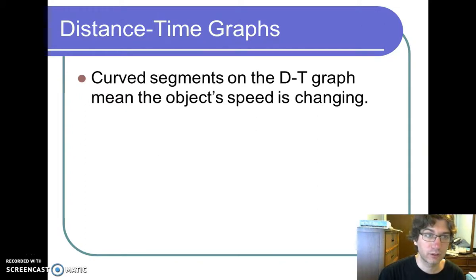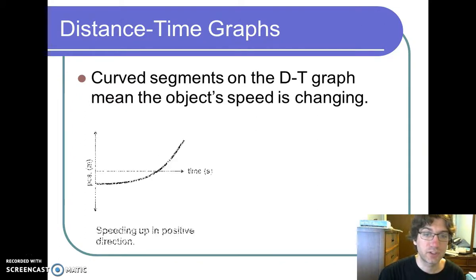Curve segments also up here. This is a change in speed. Here you can see how slope is getting steeper and steeper as time goes on. Again, slope is your speed in this case. So if my slope is getting steeper, then I am speeding up. This is going in a positive direction.